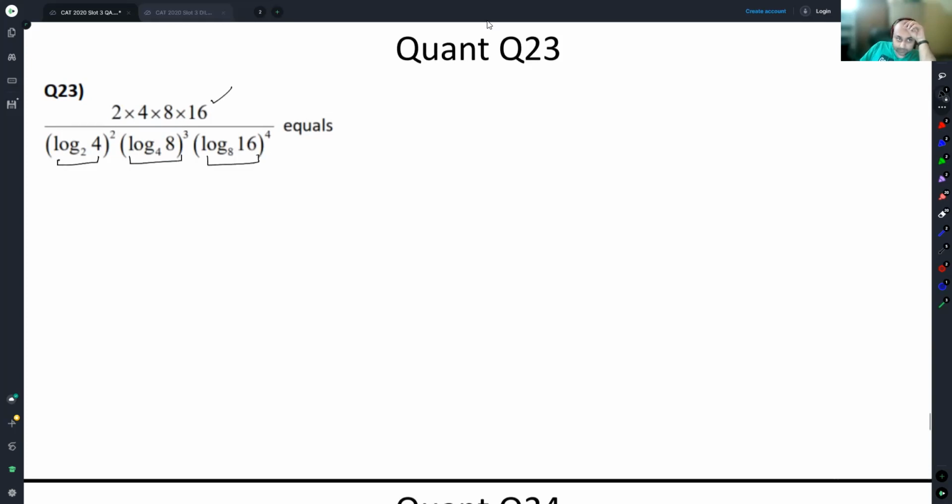This, can we write it as 2 log 2 whole square, or this as 3/2 log 2 to the base 2 whole cube, and this as 4/3 log 2 to the base 2 whole raised to the power 4. This has to be identified. Once we identify this, we can write this down properly. This is useless, this is useless, this is useless because it is equal to 1.